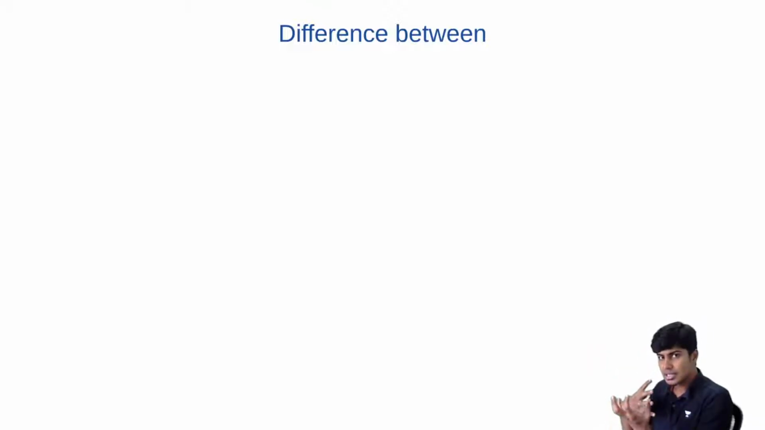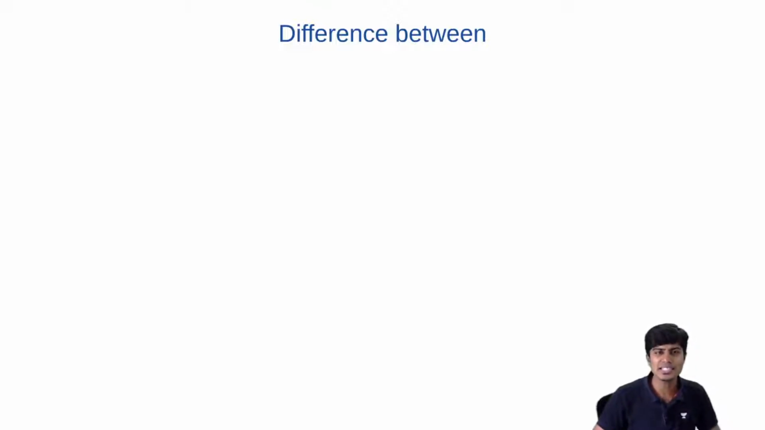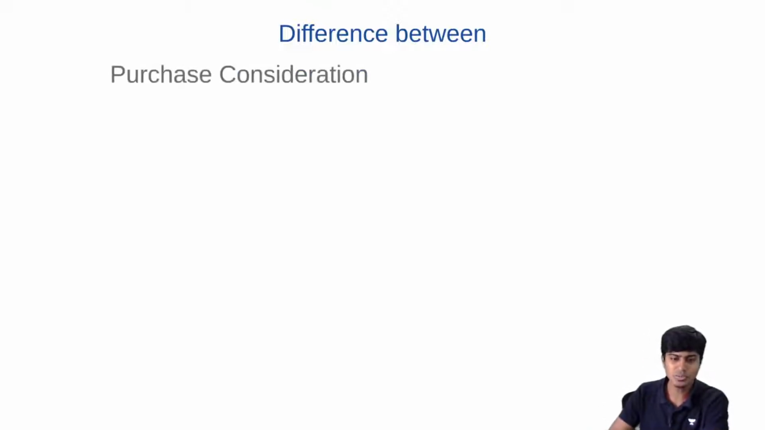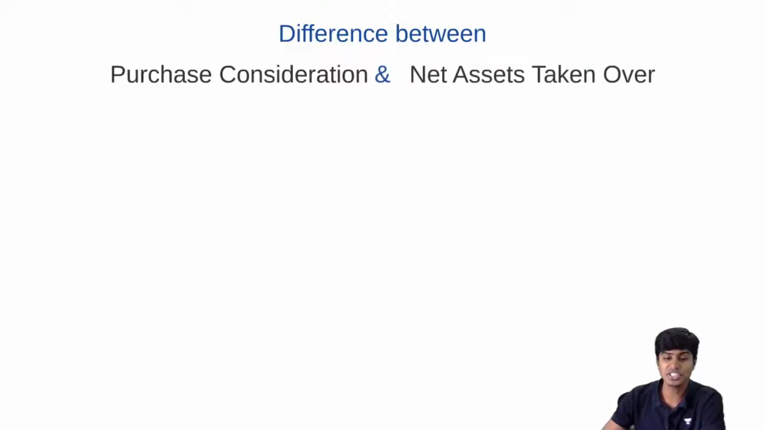If in case the PC that I pay is less and the net assets that I'm getting is more than the PC that I give, then I'm making profit. Such profit will be called capital reserve. Let me show this to you. Difference between purchase consideration and net assets taken over is what we're discussing.